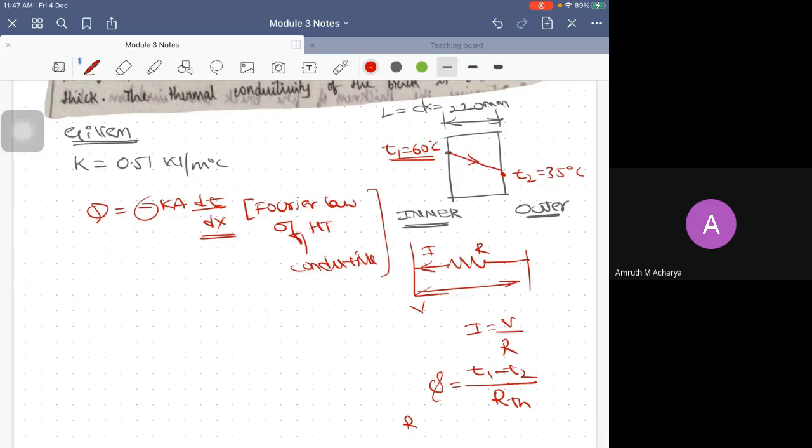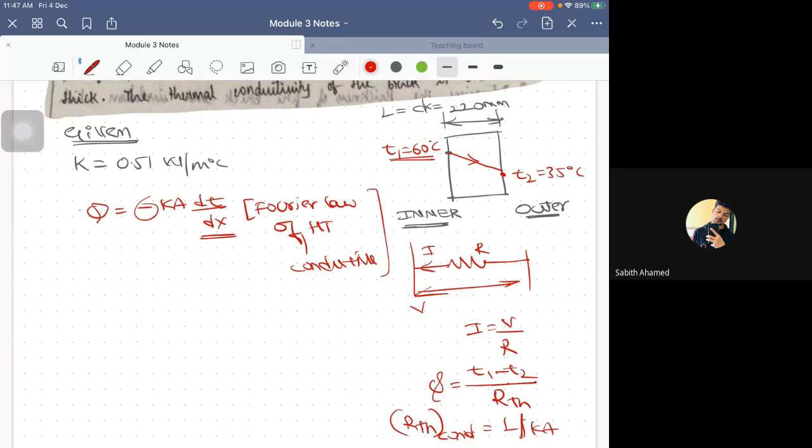Now, which type of heat transfer is it: conductive, convective, or radiative heat transfer? Which type of heat transfer is in this particular problem here? Conductive. So I have to take conductive resistance, which is L divided by KA. Hope I am right. Yes or no? Yes, sir.